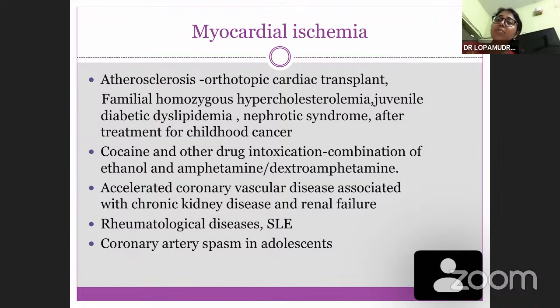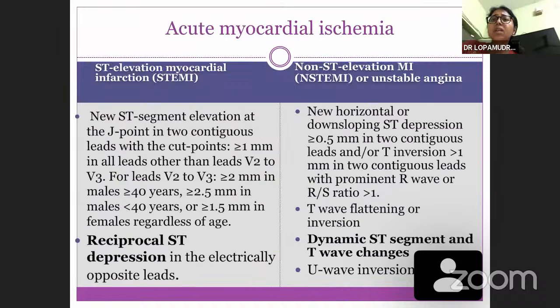So how do we diagnose myocardial ischemia? First of all, we need to know what is STEMI and what is NSTEMI or unstable angina. STEMI means there is ST elevation, but the diagnosis is based on ST elevation in two contiguous leads with a cutoff of more than 1 millimeter in all leads except V2 and V3. For V2 and V3, it is age dependent. It has to be more than 2 millimeter in males greater than 40 years and greater than 2.5 millimeter in males less than 40 years.